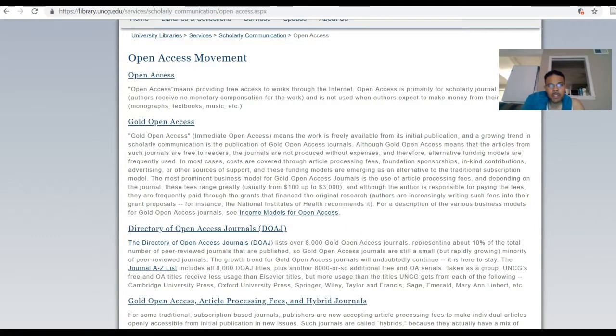The most prominent business model for gold open access journals is the use of article processing fees. And depending on the journal, these fees range greatly, anywhere from $100 to $3,000. And although the author is responsible for paying the fees, they are frequently paid through grants that finance the original research. Authors are increasingly writing such fees into their grant proposals. So again, this sort of thing is happening. I personally don't like it.